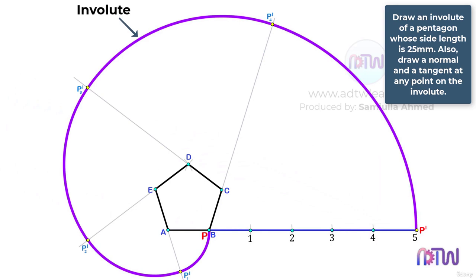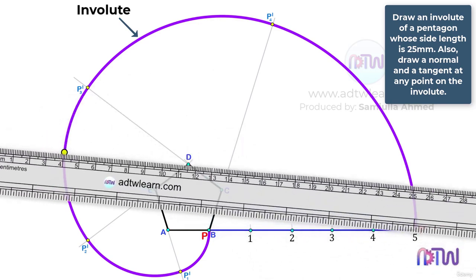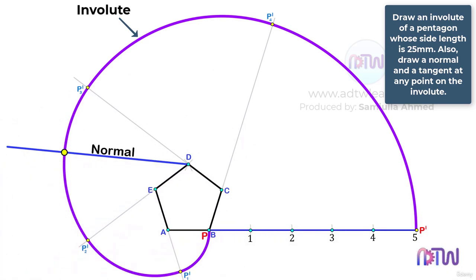After this, we need to draw a tangent and a normal at any point on this curve. Suppose we want to draw a tangent and a normal at this point. Take a ruler, and using this point as a reference, draw a line up to point D. This line will be normal at this point. After this, draw a perpendicular line to this line, which will be a tangent to this curve. I hope this video helped you in understanding how to draw an involute of a pentagon.